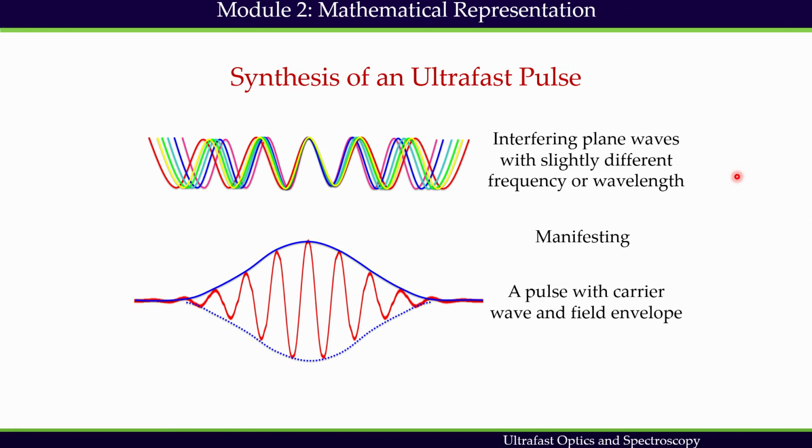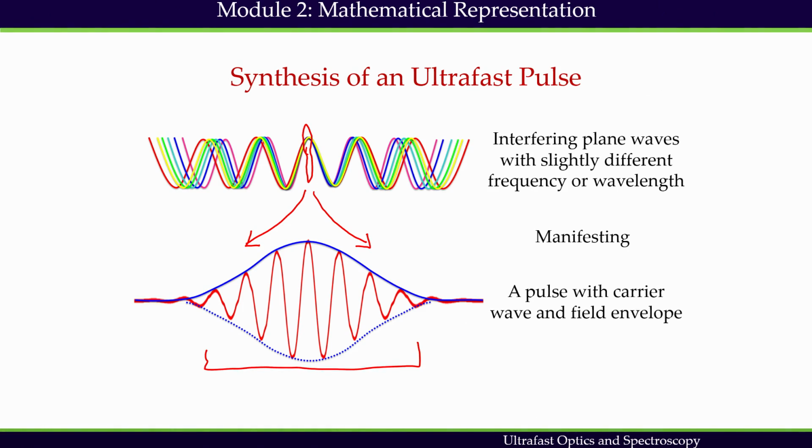Synthesis of such light pulses requires a large number of plane waves, or color components, or wavelength components. In this figure, we have represented a number of waves with different colors: red, yellow, green, blue. They have slightly different frequencies and they are interfering, having constructive interference in this regime. This is localizing electromagnetic energy in time. So the interference of different plane waves results in localization of electromagnetic energy in time, which is nothing but a pulse.